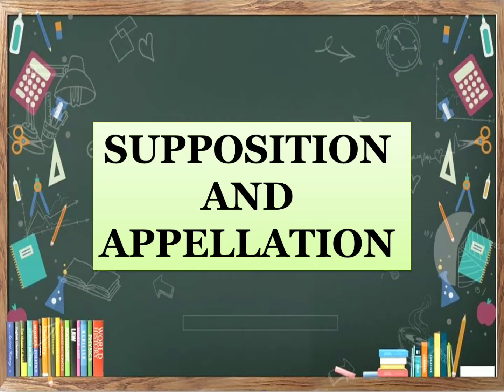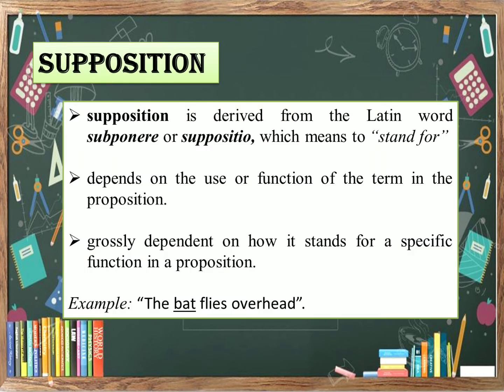Okay, next, supposition and appellation. Supposition and appellation are the two important properties or functions of terms used in a proposition, because it is not possible to always produce the actual things to be discussed. Supposition. The term supposition is derived from the Latin word supponere or suppositio, which means to stand for.